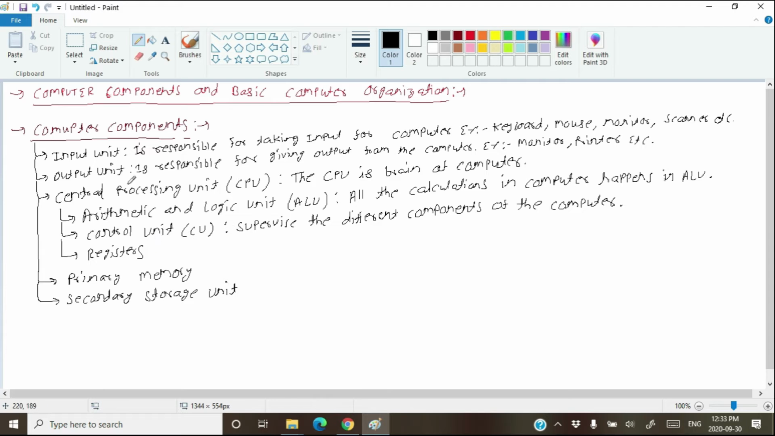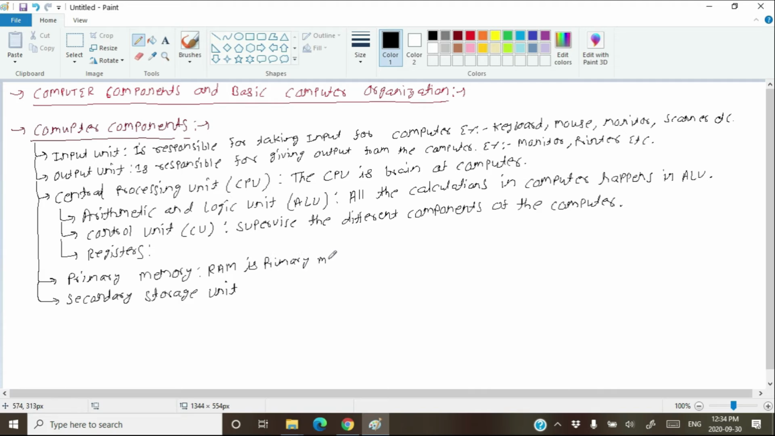After that, we have another part of the central processing unit, registers, that we will see later. Now coming to the primary memory, your RAM. Do you remember RAM? RAM is a very famous word. We will discuss more about the RAM, but RAM is the primary memory.